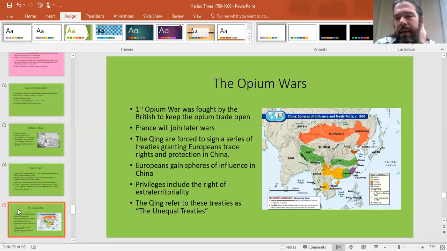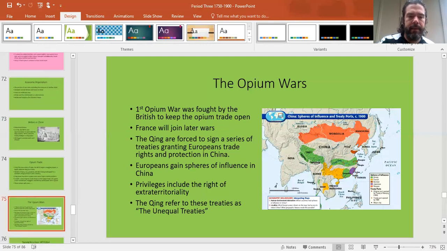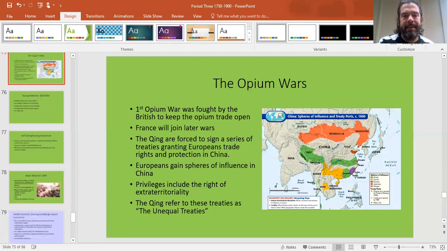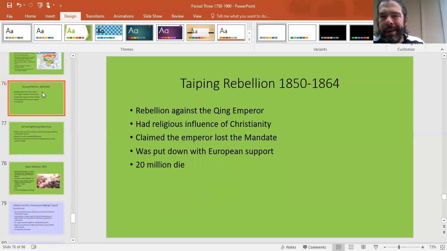Now, we have a big picture political belief with China. What do people claim when things are going bad in China? They claim that the emperor has lost the mandate. And we've said that whenever this happens, this will frequently be used as a justification for rebellion. This is a very Confucianist idea. Well, by the 1860s, things are going terrible, and you're going to see a massive Chinese rebellion take place against the Qing. It's called the Taiping Rebellion. It's a massive rebellion against the Chinese Qing dynasty.